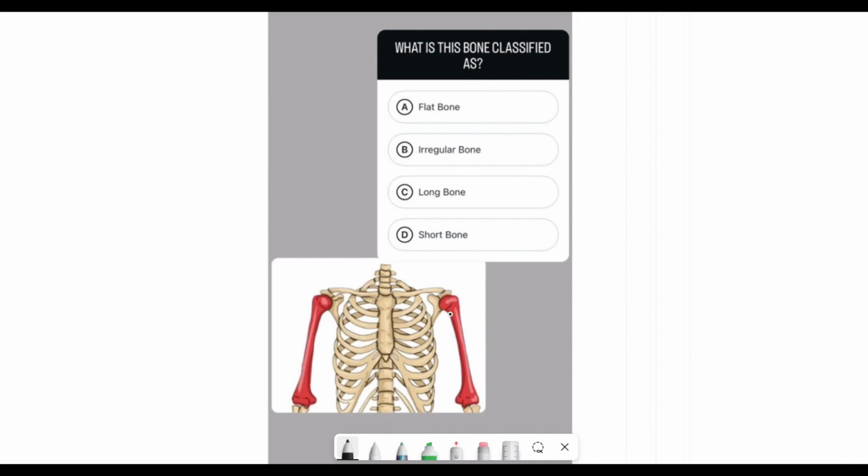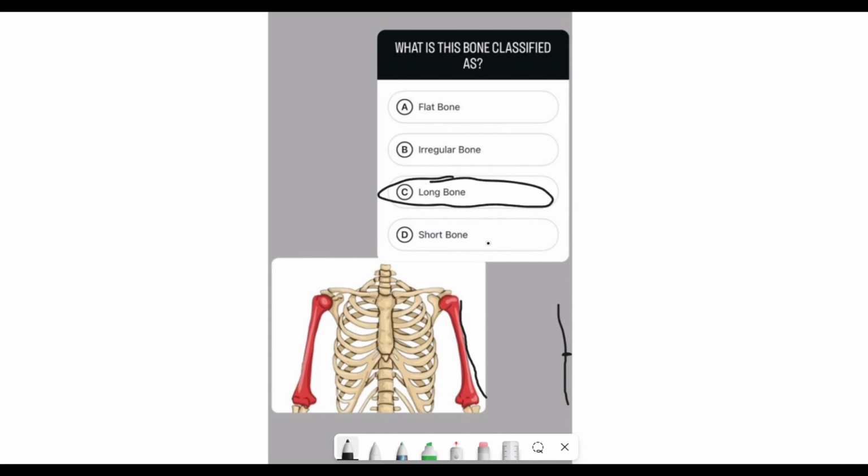So what is this bone classified as? So the bone we're looking at here is this. Now this is the humerus bone, but even if you don't know that off the top of your head, you can use the shape of the bone, the appearance of the bone, to determine what the classification will be. So let's say we don't even know it's the humerus. So we see that it's pretty long compared to other bones, but it's not very wide. Maybe this wide.